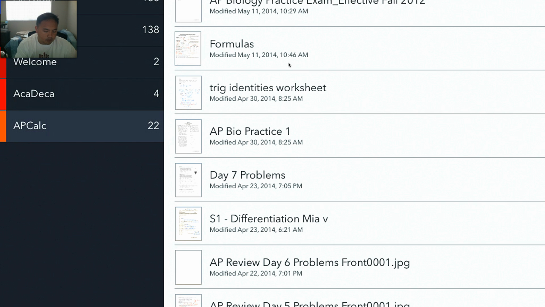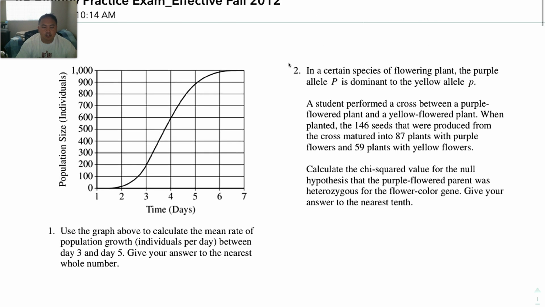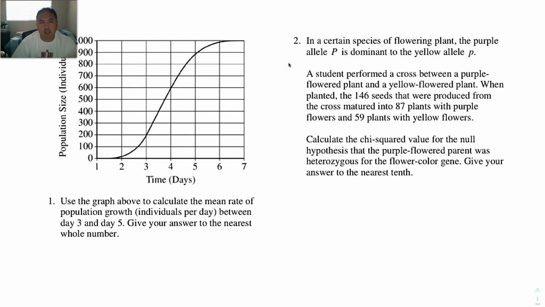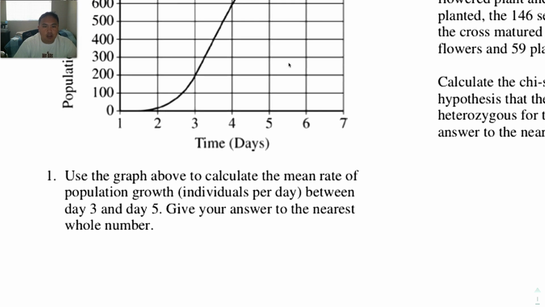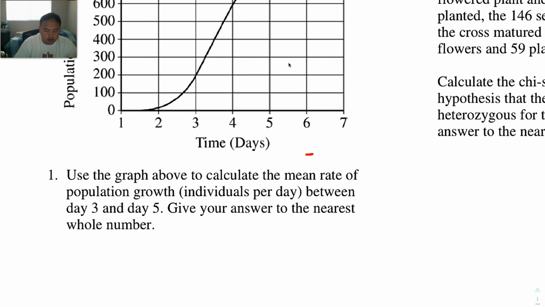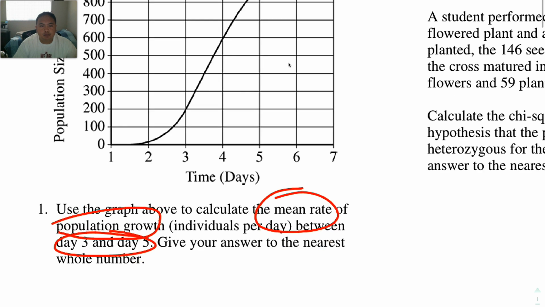So I'm going to pull up, I guess this was 2 years ago, practice exam. Okay, I'm going to go over these possible questions. You might see 1 or 2 of these exactly or very similar to how it is now. Number 1 says, use the graph above to calculate the mean rate of the population growth between days 3 and 5. Okay, very simple. This is like an algebra 1 problem.